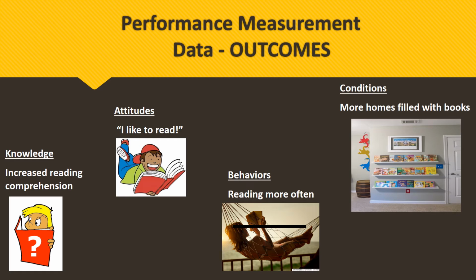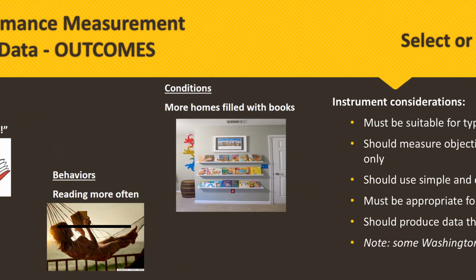Attitudes. A pre-post survey would be appropriate to measure attitudes towards reading. Behaviors. Would require a measure of time spent reading, such as a survey of how much time is spent reading. Conditions. This could be a measure of the books in the home, or could be a survey of how many books are in the home.